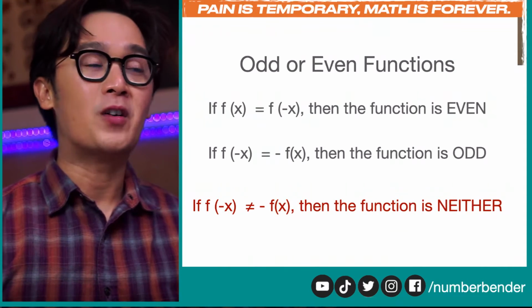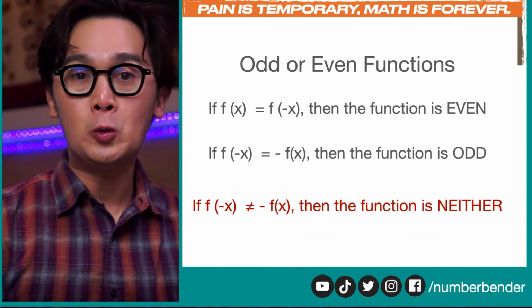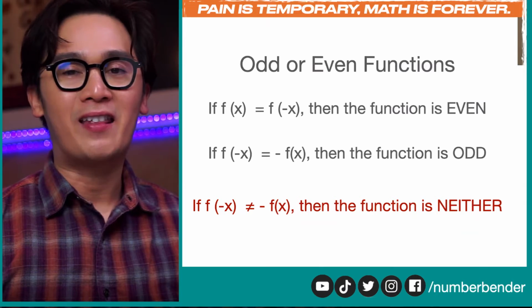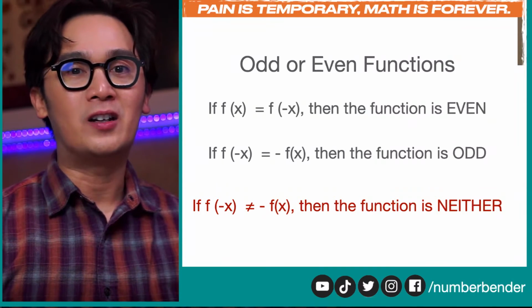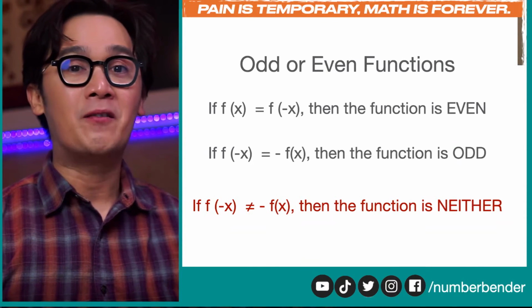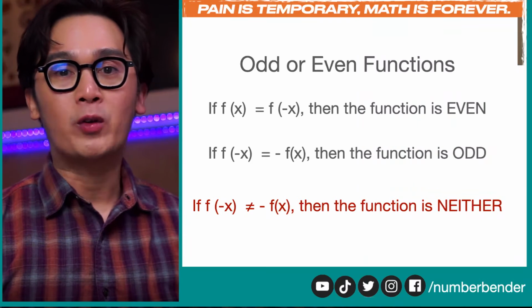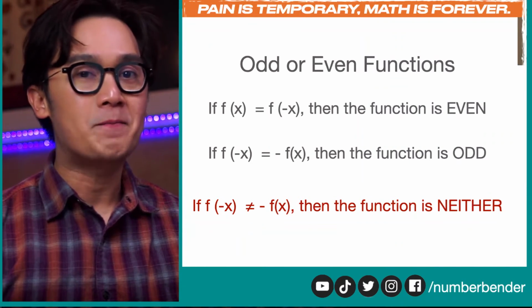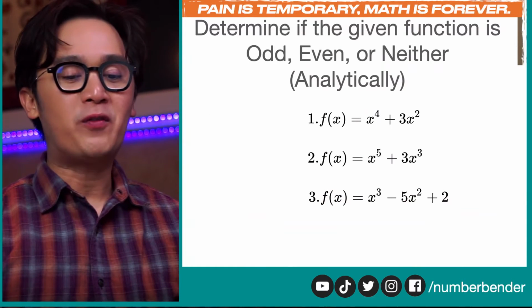And if f of negative x is not equal to the opposite of f of x, or negative f of x, then it's neither odd nor even. So let's have some examples on how we can determine if the function is odd or even without using a graph. So we have three functions right here.